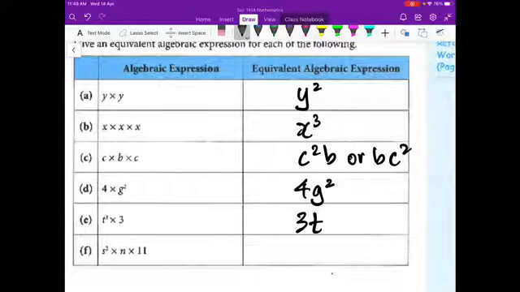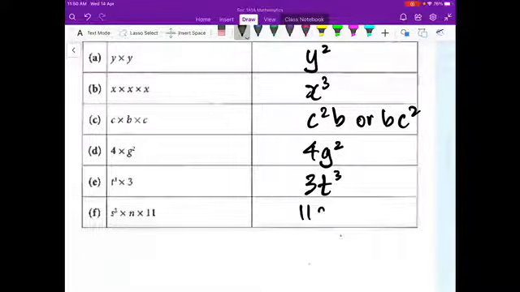Three T. The small one. Like this. Say it properly. Power 3. Or you can call it cube. Next. Okay, good.